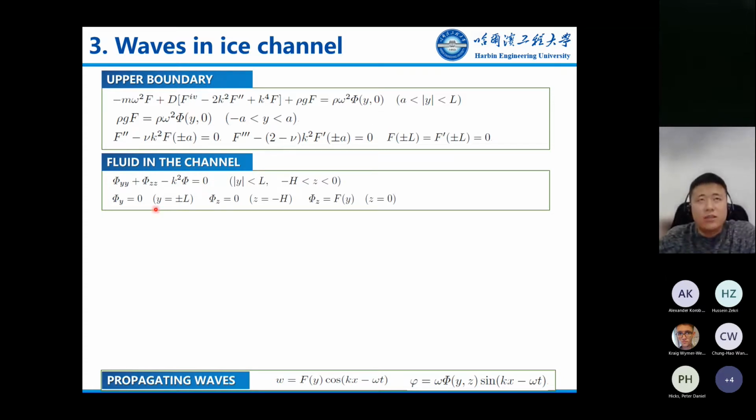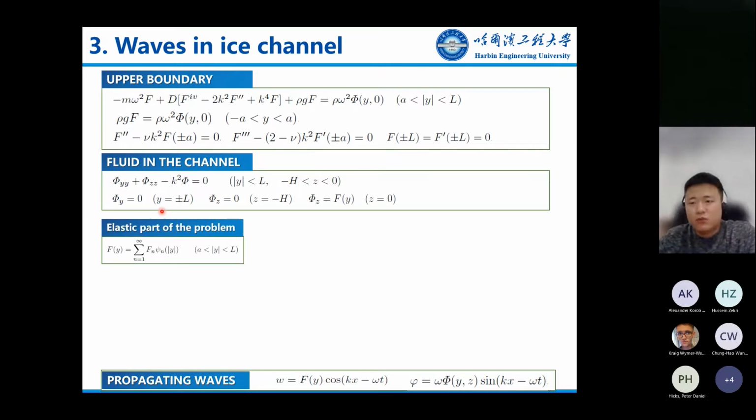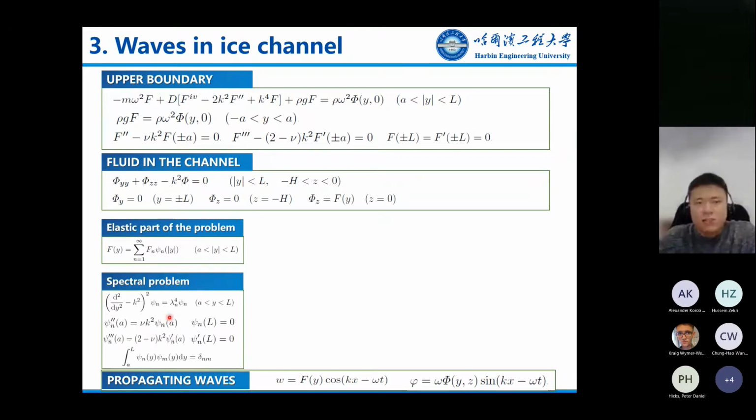For the ice sheet deflection, we can assume it is a superposition of a series of eigenfunctions. The eigenfunctions are the solution of the spectral problem, which is derived from the equation of the upper boundary of the channel. Note that this eigenfunction is orthonormal. Then we can solve this problem and get the expression of the eigenfunction.